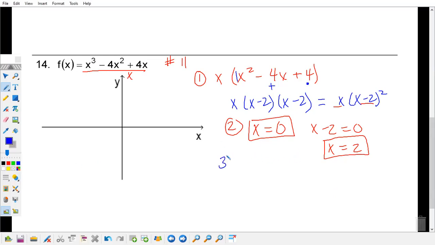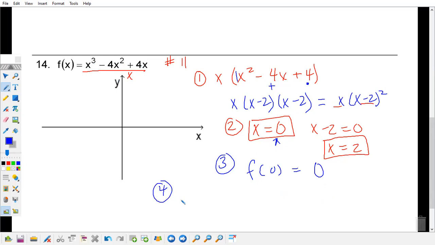Then step 3. Step 3 is our y-intercept. To find your y-intercept, you're taking the function and plugging in 0 for everything. So all the x's become 0, and therefore it's 0 minus 0 plus 0, which makes sense, because as long as my x-intercept is at 0, what does that mean my y-intercept is? 0.